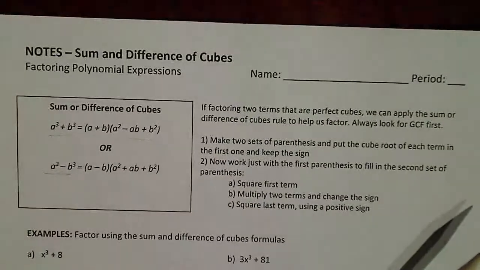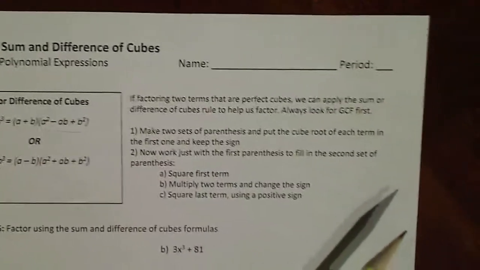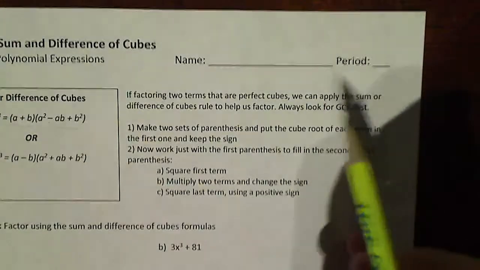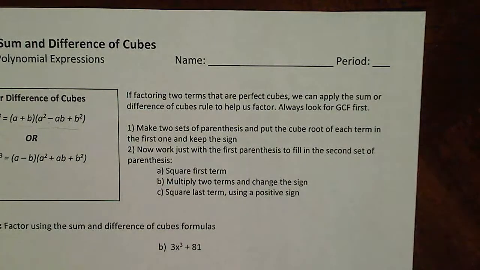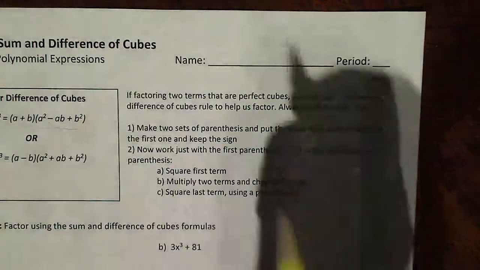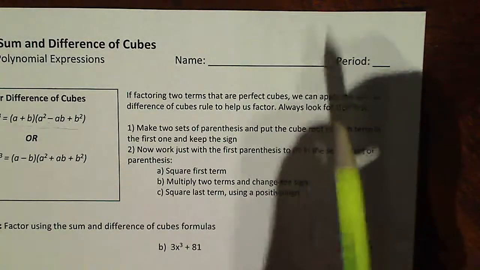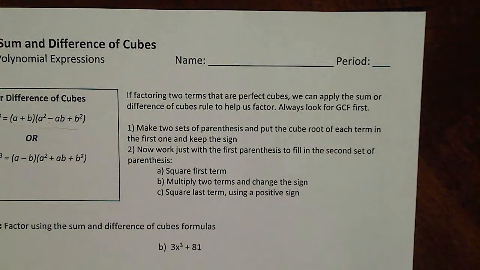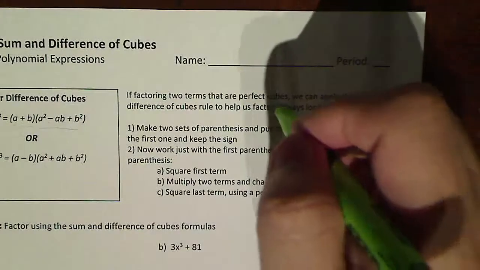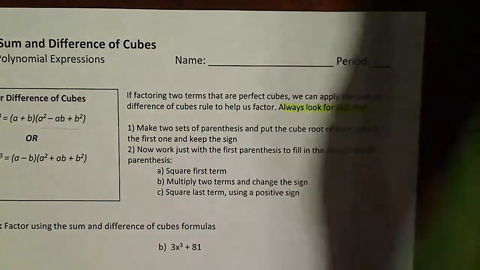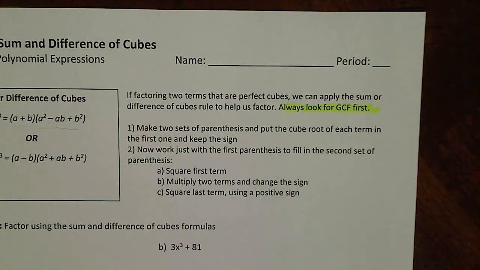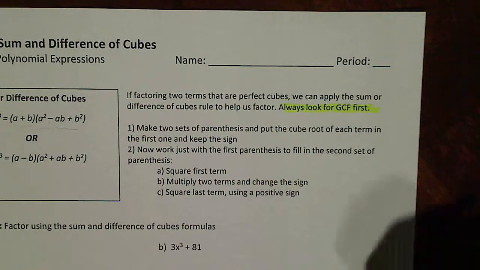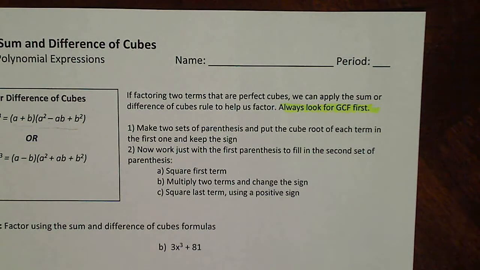Now, the one thing about these is you have to know your cube roots, but if you don't know your cube roots, use your calculator, and I'll show you how to find a cube root on a calculator if you're not sure. But the main thing, just like everything else you've maybe seen, is that you always want to look for a GCF first, because it's going to simplify what we want to do with the cubes.